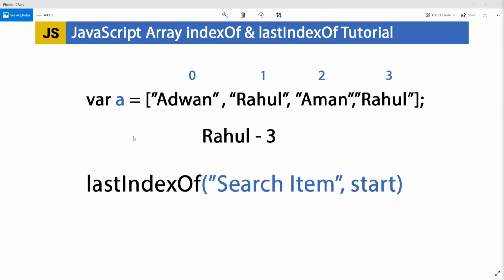Now let's talk about our other method, which is lastIndexOf. Here you can see the same array, and inside this array we have a total of 4 values. This method is the opposite of our previous method. It searches for the result from the opposite direction. So if I search Rahul, it's going to return index number 3. Let's start the practical and see how it works.